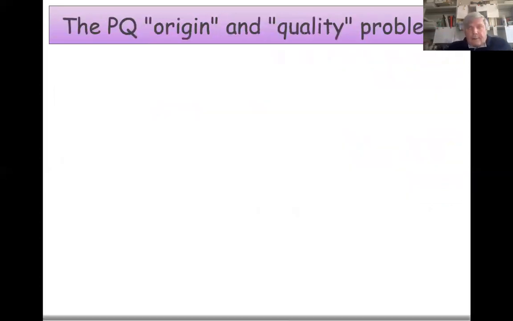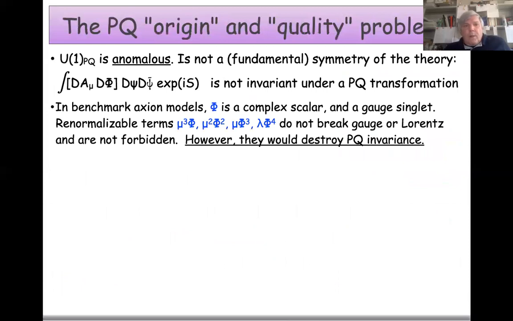Now let's describe the problems. So the Peccei-Quinn symmetry is anomalous. This rephasing symmetry must be anomalous. So it's not a fundamental symmetry of the theory. With this I mean that the generating functional, which describes completely the theory and would solve the theory if we were able to carry out this integration, has no trace of this symmetry, is not invariant under a Peccei-Quinn transformation.